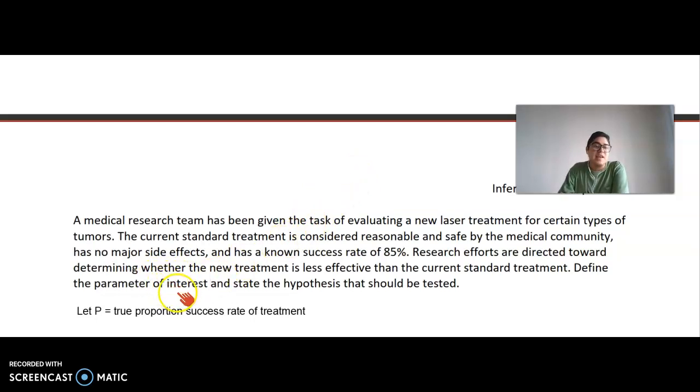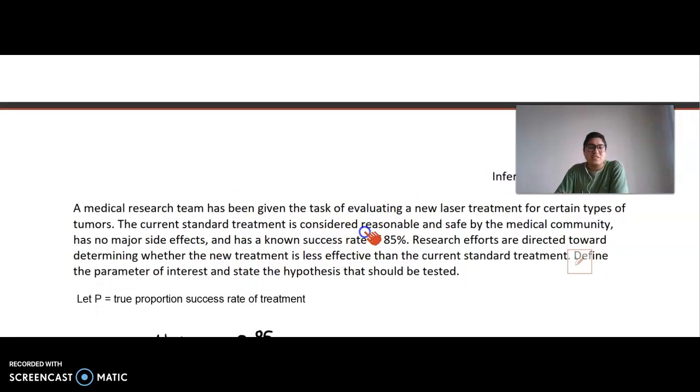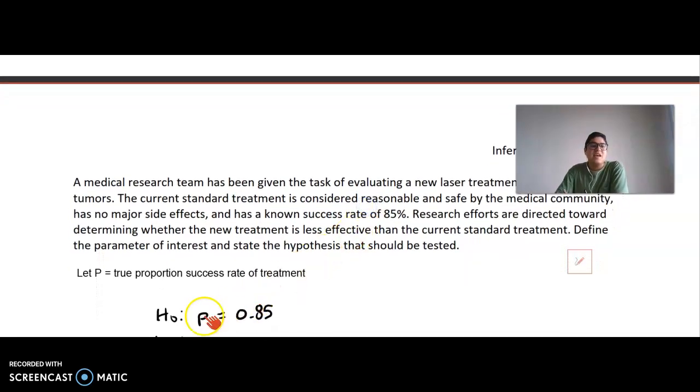So I'm going to let p equal the true proportion success rate of the treatment. And yes, I see this 85%, but usually when I see proportions, rates, fractions, a number between 0 and 1, that's going to indicate that it's categorical data, our success rate. What was the success versus the failure rate? Because I can't really take the average success, but I can see how successful it was in the study. So the claim is that there's an 85% success rate. So I'm going to say that the null hypothesis is that p equals 0.85. The true proportion success rate of the treatment is 85%.